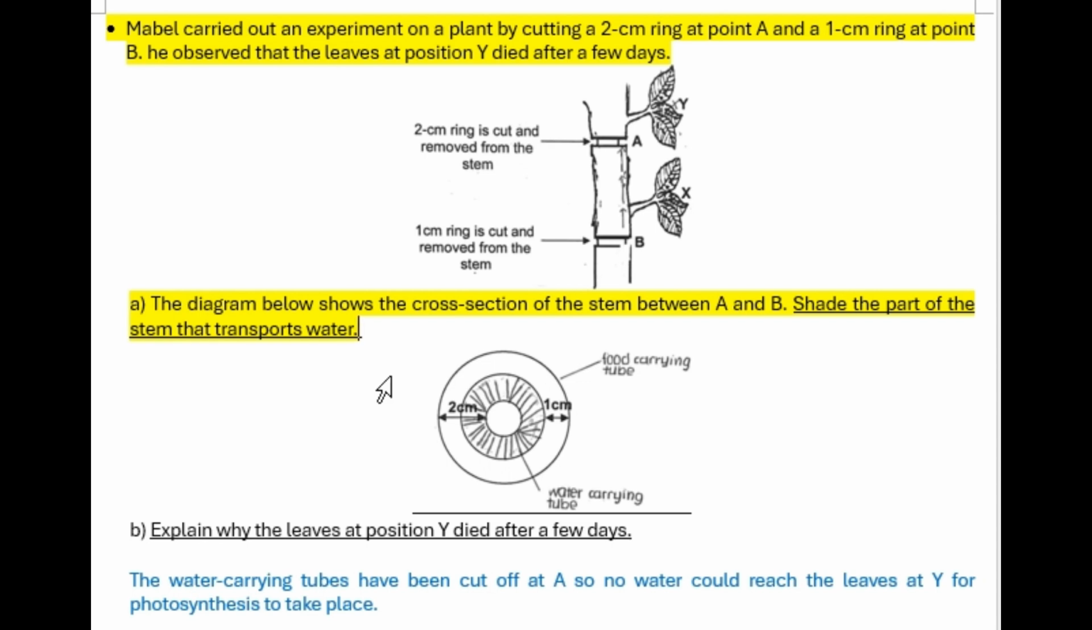B. Explain why the leaves at position Y died after a few days. The water-carrying tubes have been cut off at A, so no water could reach the leaves at Y for photosynthesis to take place.